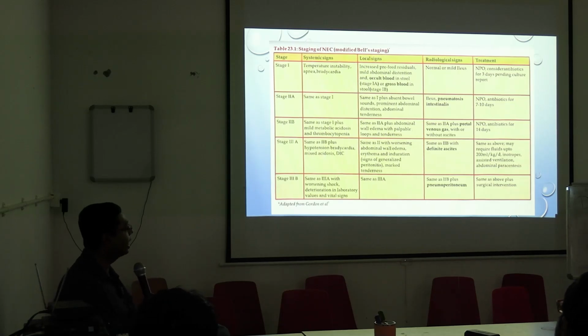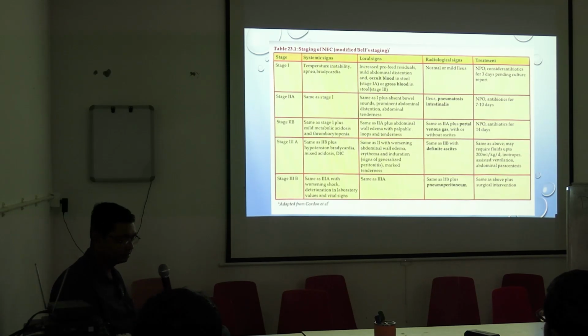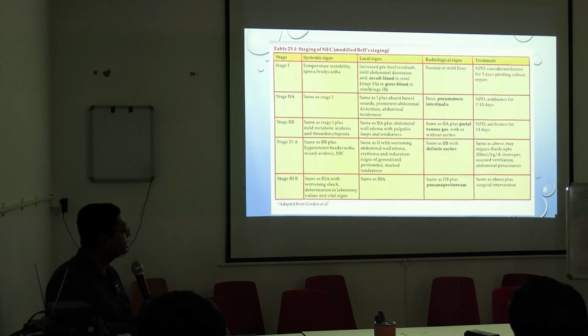That means the patient is going into shock. Probably perforation has occurred. That's why there is definite ascites. That means perforation has occurred. So if perforation has occurred, the patient can go into shock. So you have to give a very high amount of fluid, inotropes, and the patient may need ventilation. Bringing the patient back from this stage is very difficult. So our target will be to identify the patient within the earlier stages. Once ascites occurs, saving these babies is very difficult.